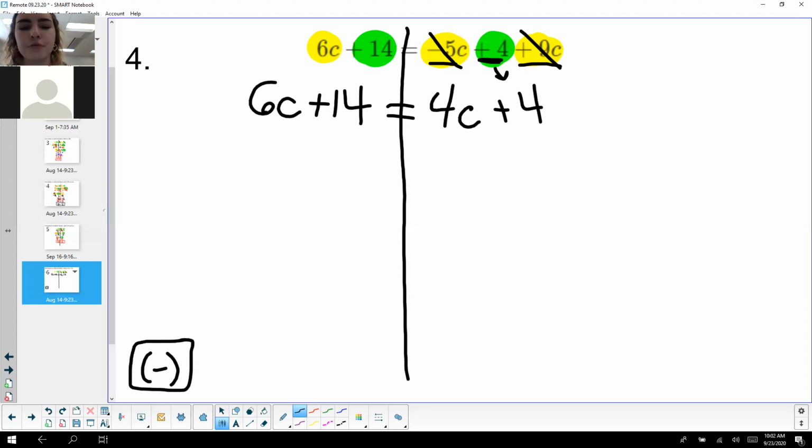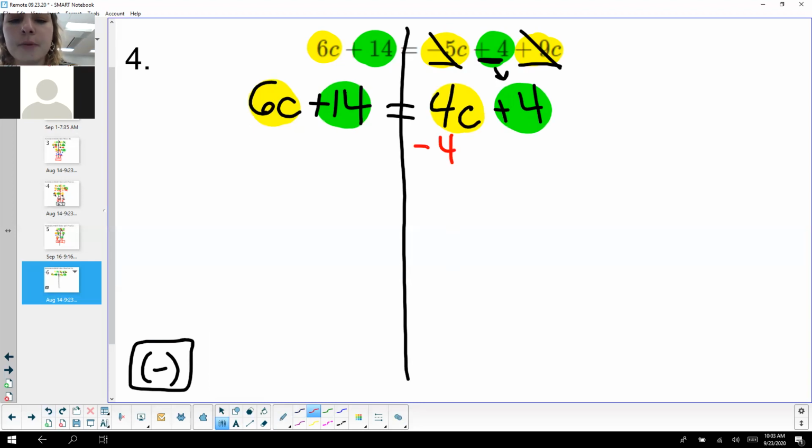So now I can start moving stuff around either side. Again, I'm going to highlight my variable terms and my constant terms. Next, I want to look for my smaller variable term. I'm looking at 6c and 4c, and I want to think, which one is smaller? 4c, because 4 is smaller than 6. And this is a positive 4c.